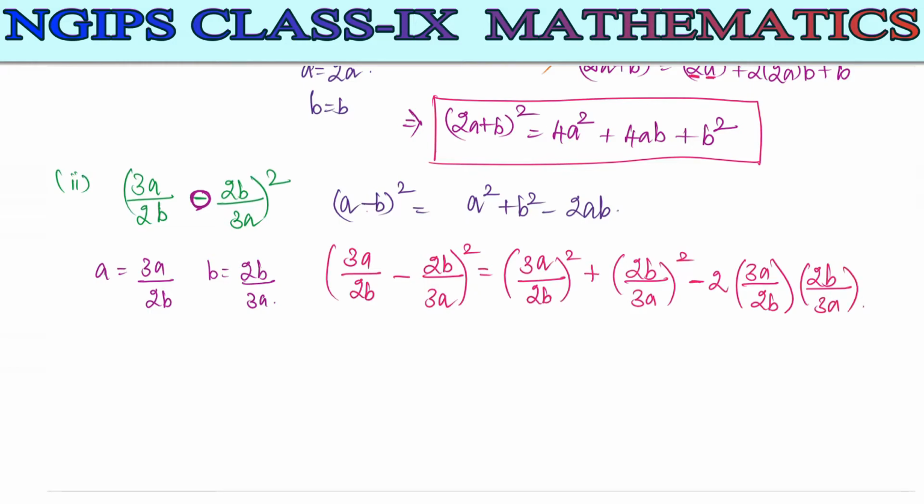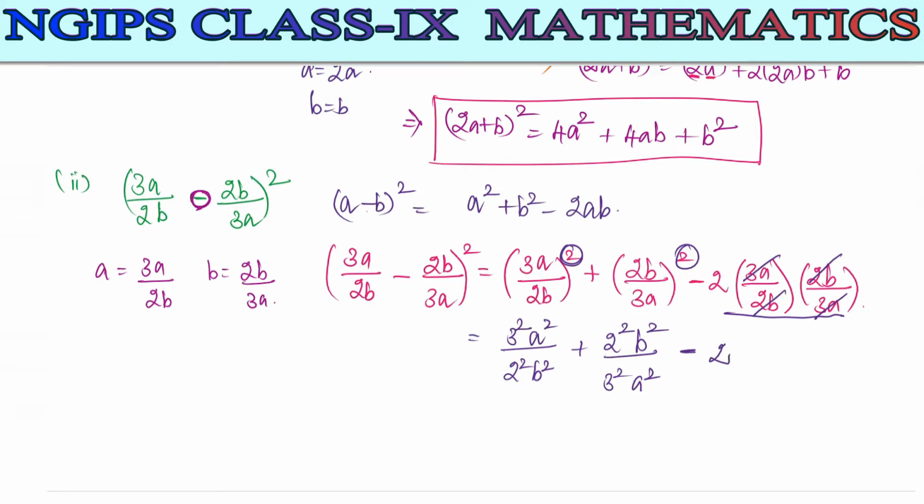Now the square is going to be common for each term in the numerator and each term in the denominator. So I can write 3 square a square divided by 2 square b square, plus 2 square b square divided by 3 square a square. Now minus, all together this is a single term. In this term, in the numerator and denominator, 3a will get cancelled and 2b will get cancelled, so only 2 is left over.